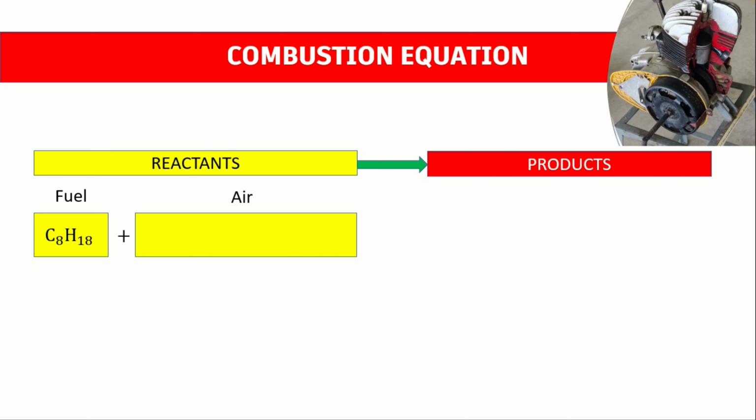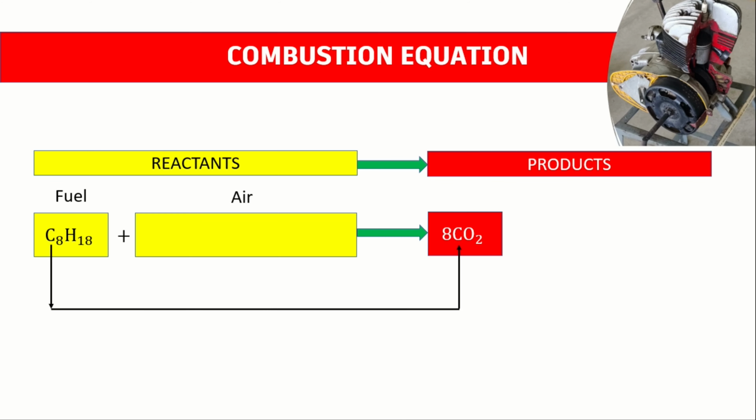Now let us see what the products are. We know that C has to be converted into CO2. There is 8C on the left side, so we have to convert all this 8C into 8CO2. So we can see the mole balance here. C8 is converted into 8CO2. You can see here C8 and 8C, the mole balancing is done.